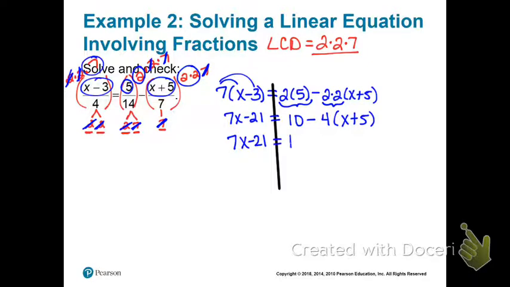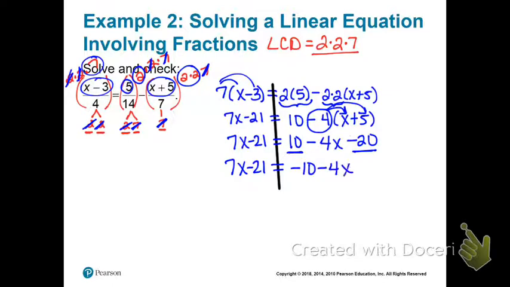On the right-hand side, I can't do anything with that 10, but I can now take that negative 4 and distribute it. Don't forget to take the negative with the number. A sign always goes with the number behind it. So negative 4 times x is negative 4x. And negative 4 times that positive 5 is negative 20. Can't do anything else on the left still. But on the right side, I can combine like terms. So 10 minus 20 is negative 10, and I still have my minus 4x.